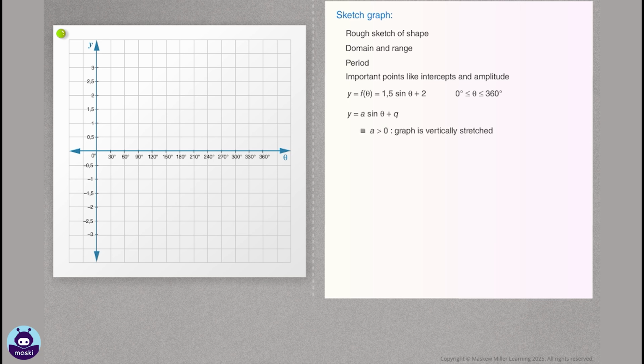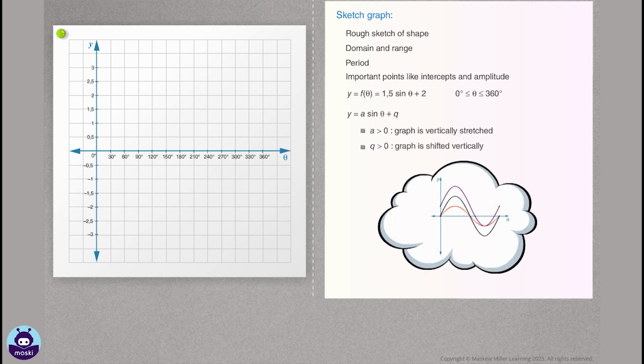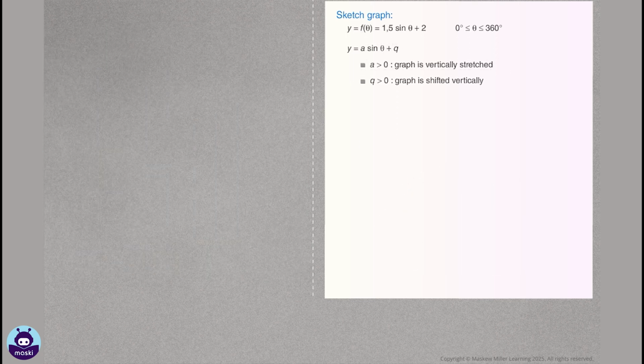From this, we can see that a is positive and greater than 1, which means that the graph is stretched vertically, and q is greater than 0, which means that the graph is shifted vertically upwards by 2 units. But we don't know yet exactly where the function will intercept the y-axis, nor its amplitude. Let us find those before we can sketch the graph.